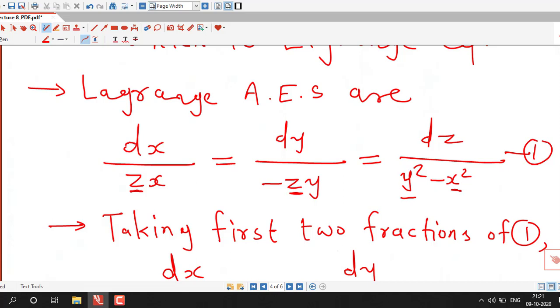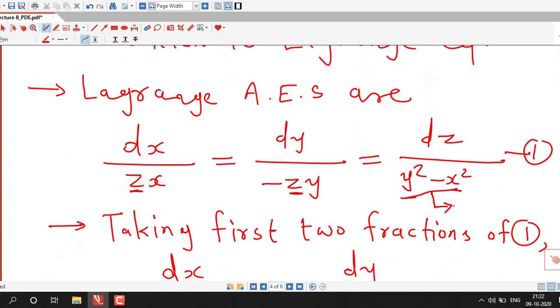So we have to select appropriate multipliers, and we have to check whether it is possible to select appropriate multipliers so that we obtain 0 in the denominator. For that, if we again observe the last fraction, then in the last fraction z is absent, we have y square minus x square.